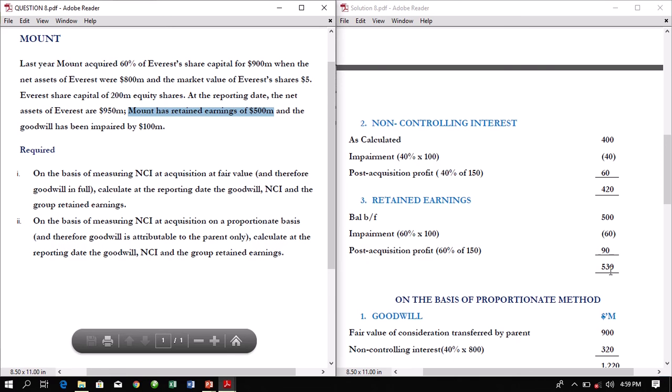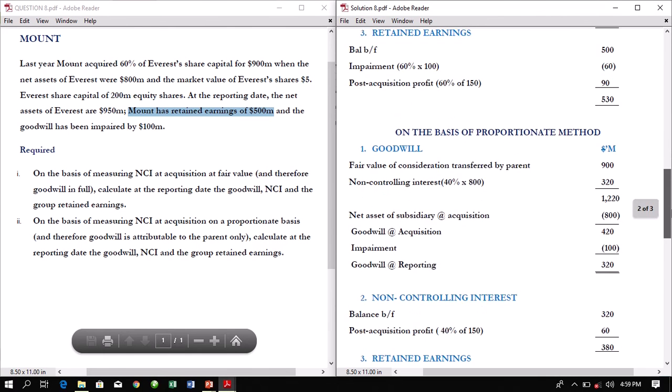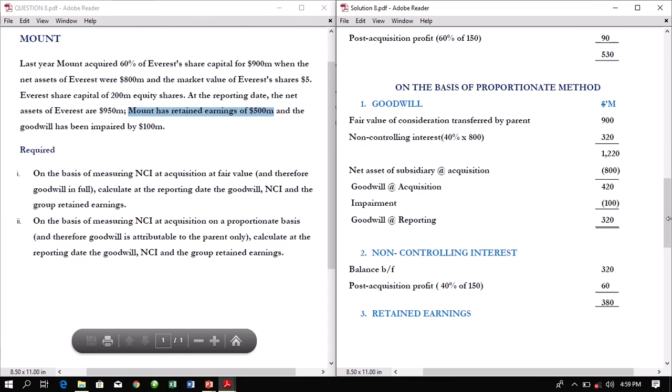Now, let us do the same thing, assuming the examiner wants us to use the proportionate method. So how will the proportionate method be? So looking at my goodwill again, all of us know how to calculate goodwill again, which is fair value of consideration transferred by parent, which is 900 as given to us. Fine. The only thing that changed is how I measure my non-controlling interest.